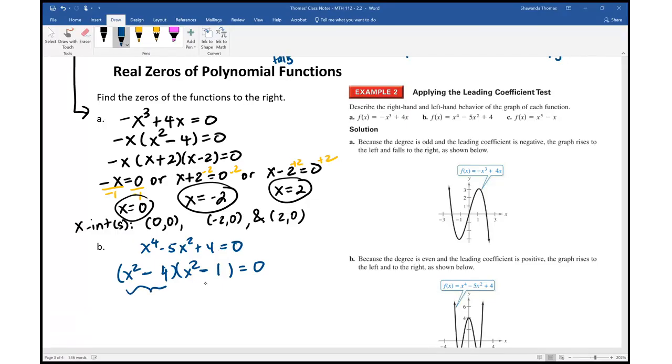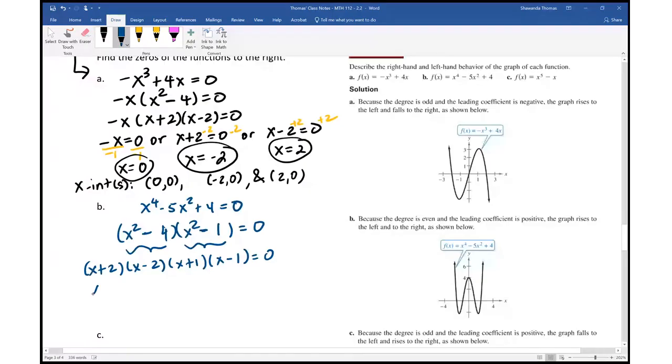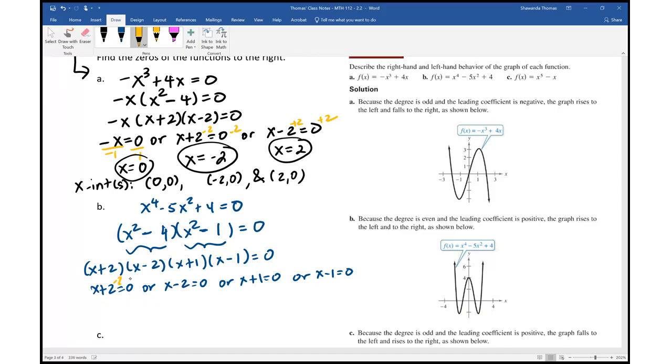But when you add negative 4 plus negative 1, you get negative 5. Here you see these are differences of squares, so we're going to break them down. Now we have 4 different factors, and we're going to set each factor to 0. So the first one, we subtract 2, add 2, subtract 1, and add 1. So our zeros are negative 2, positive 2, negative 1, positive 1.